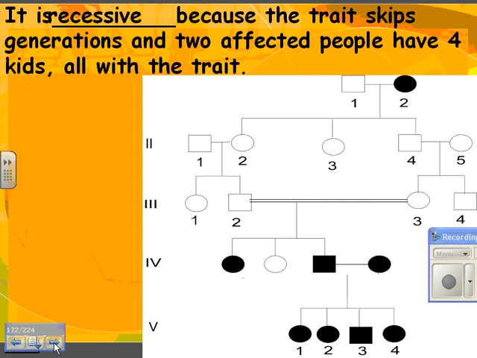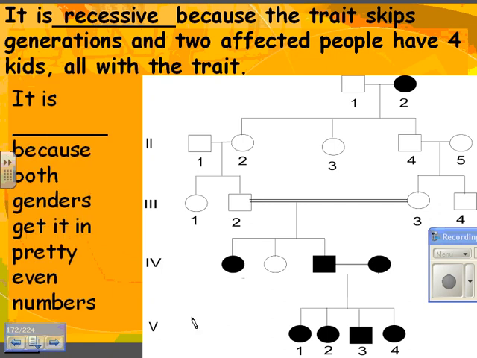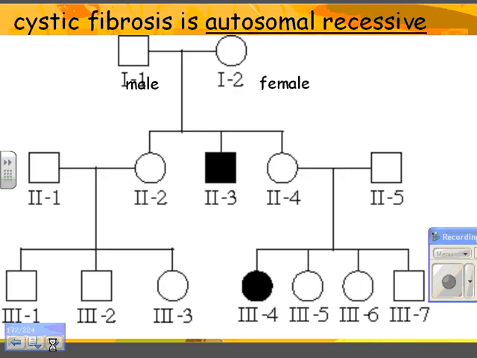So it is recessive because the trait skips generations and 2 affected people have 4 kids all with the trait. That's this part. And it is autosomal, meaning not on the X and the Y, because both genders get it in pretty even numbers. Cystic fibrosis is autosomal recessive.